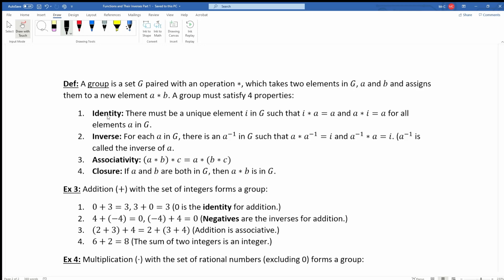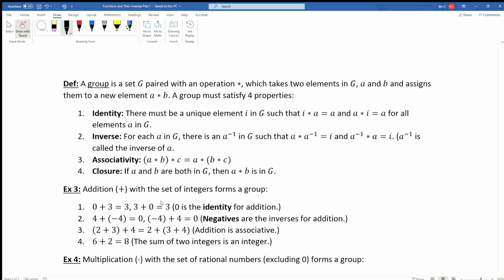So the first property is that it has an identity. There must be a unique element, I, in G, such that I star A equals A, and A star I equals A, for all elements A in G. So if you take a look down here at this example 3, addition. So in this case, this operation we're talking about, we could be talking about addition. And addition has an identity. Its identity is 0. So if I do 0 plus 3, I get 3. I star A, I get A. If I do 3 plus 0, I get 3. A star I equals A.